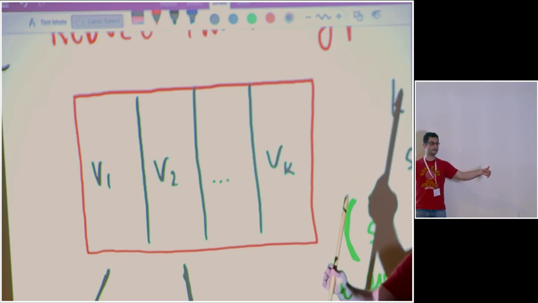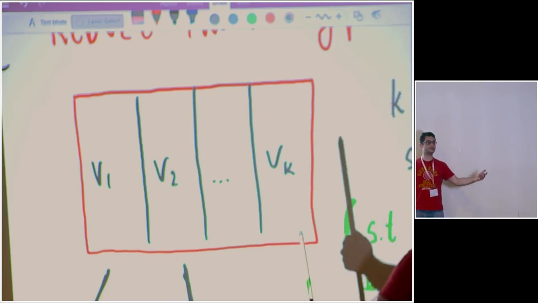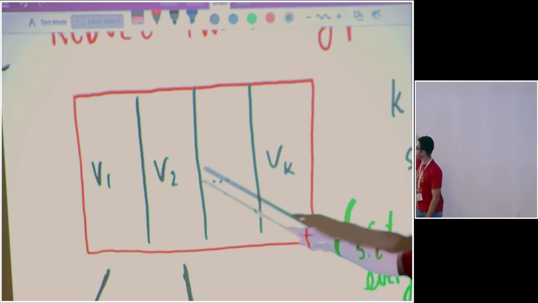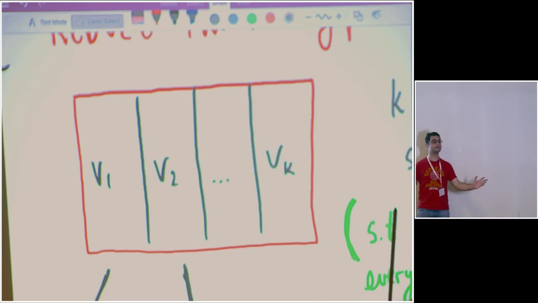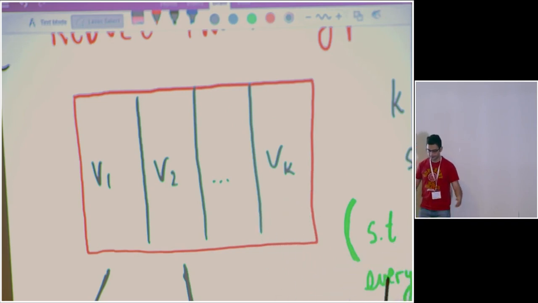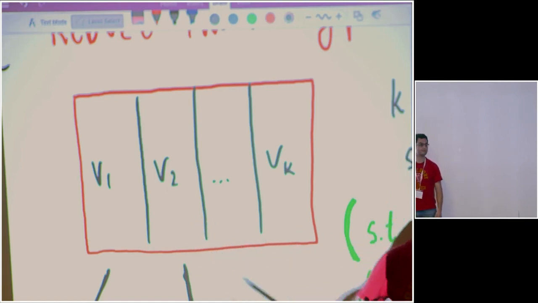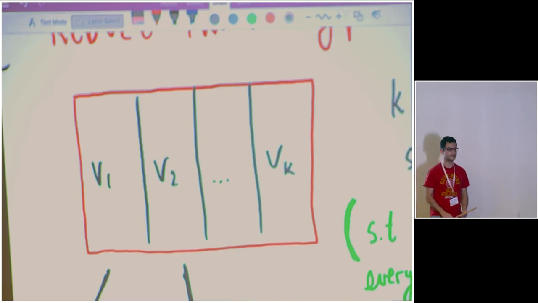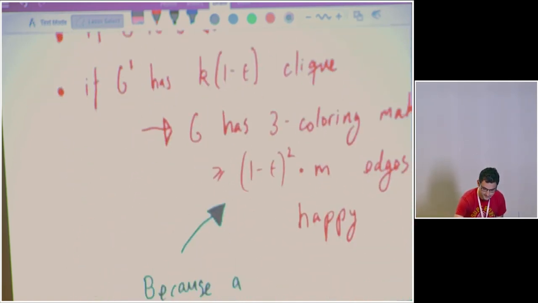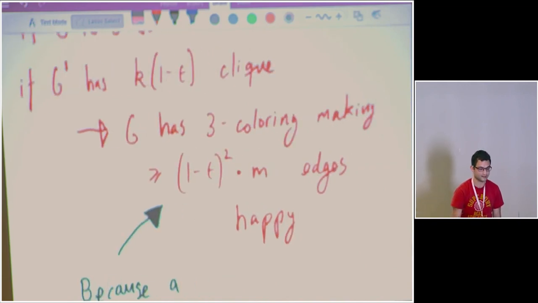And now we ensured that the number of edges inside each color class and between every pair of color classes is the same. So in particular, because I picked 1 minus epsilon fraction of the color classes, I'm covering a 1 minus epsilon squared fraction of pairs of color classes. So that gives us this, right?